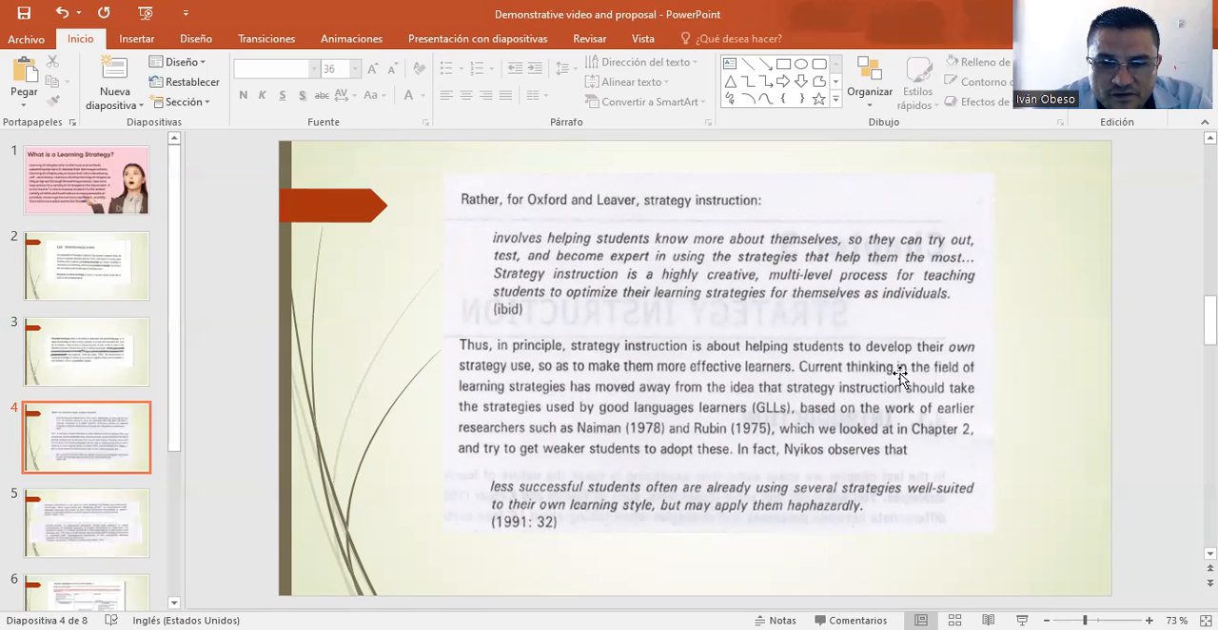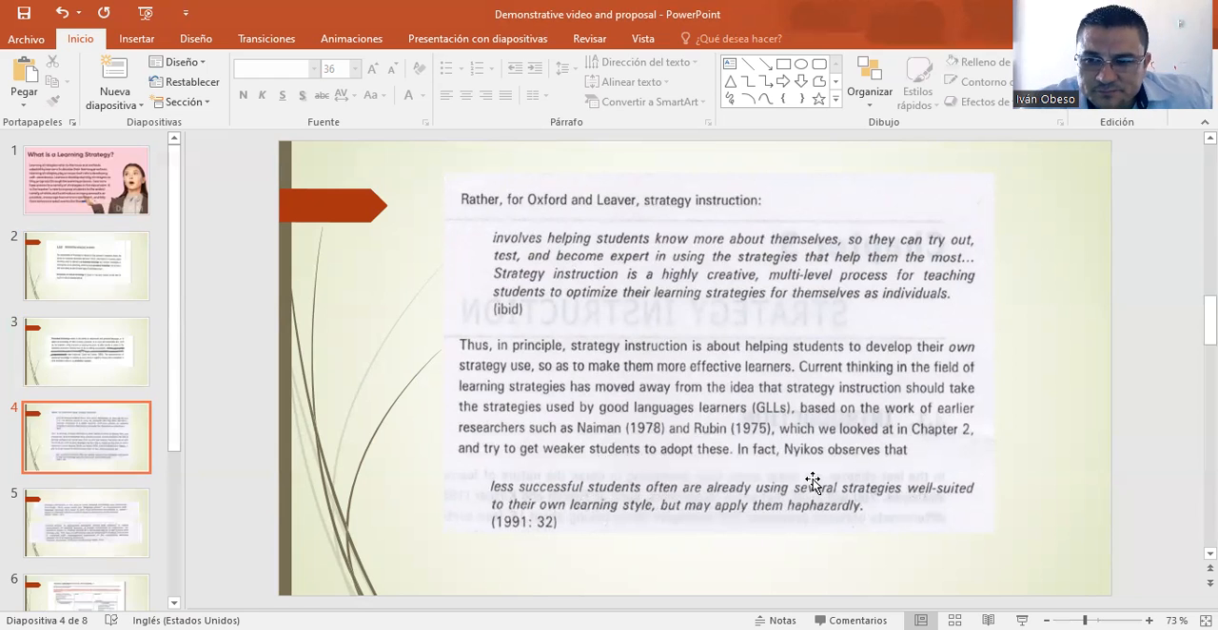Current thinking in the field of learning strategies has moved away from the idea that strategy instruction should take the strategies used by good language learners. Based on earlier work, researchers such as Nunan, Nyikos, and Rubin looked at the two and tried to make weaker students adopt this. In fact, Nichols observed that less successful students are often already using several strategies well suited to their own learning style, but may apply them haphazardly.